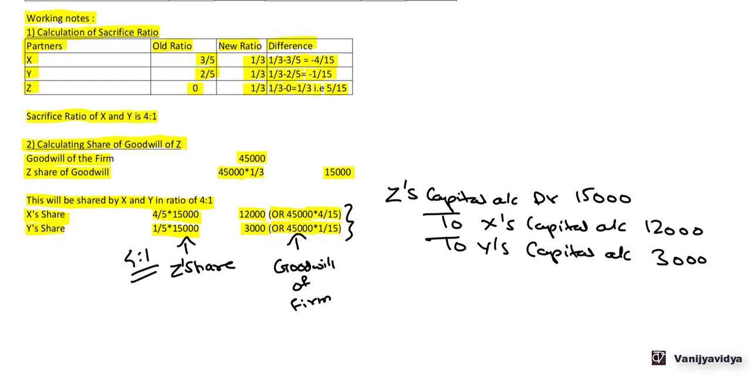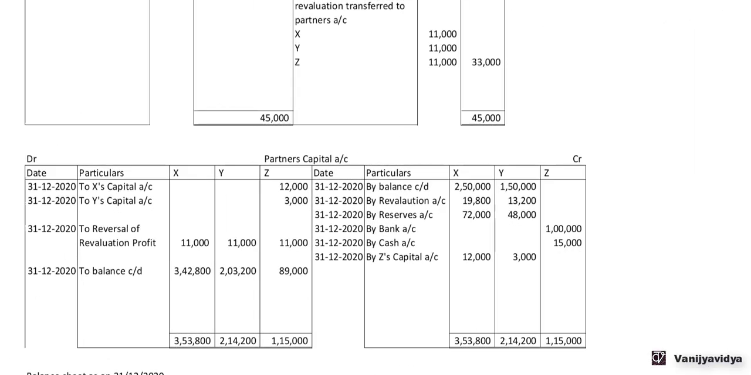Now we will be preparing a partner's capital account, and then we will post this entry in the partner's capital account. Now this is a combined partner's capital account for X, Y and Z. So on debit side we have date, particulars, X, Y, Z. On the credit side, date, particulars, X, Y, Z. Now on 31st December 2020, by balance carried down 2,50,000, 1,50,000. This we have taken from the balance sheet. Now let us pass this entry for the goodwill.